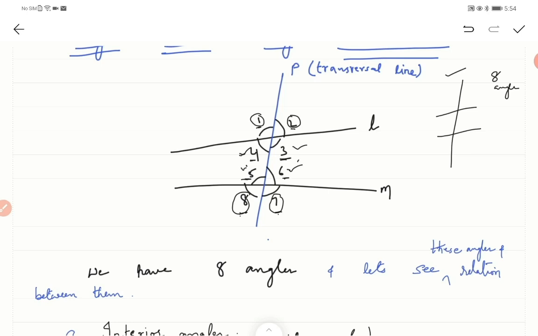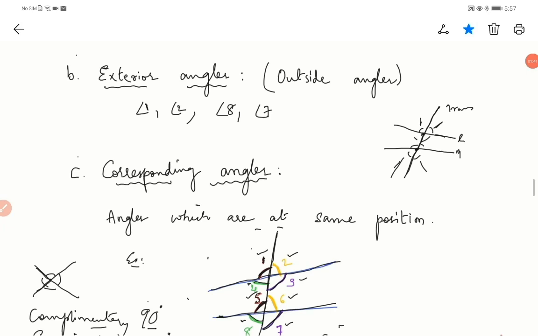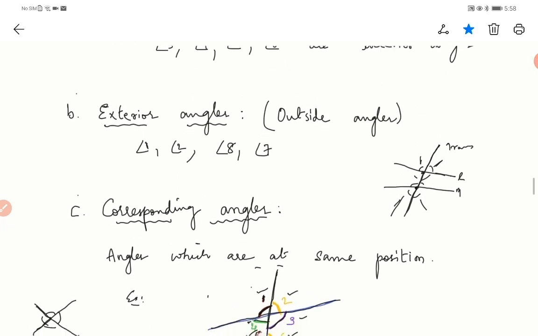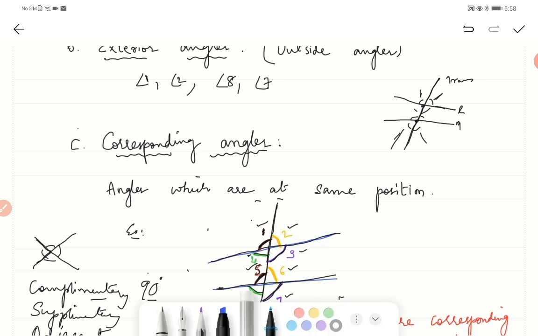The angles which are inside, on the inner side, are called interior angles, isn't it? And the angles which are outside are called exterior angles. Alright. So after interior and exterior angles, we had seen corresponding angles. So what were your corresponding angles? The angles which are at the same position, right?